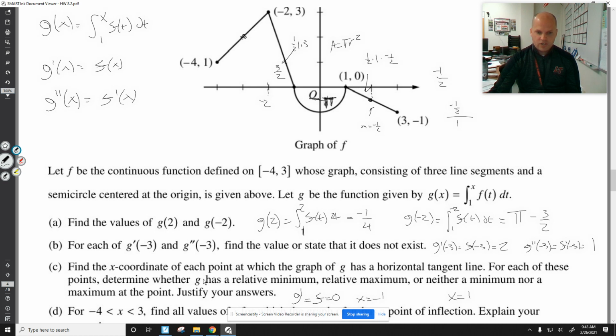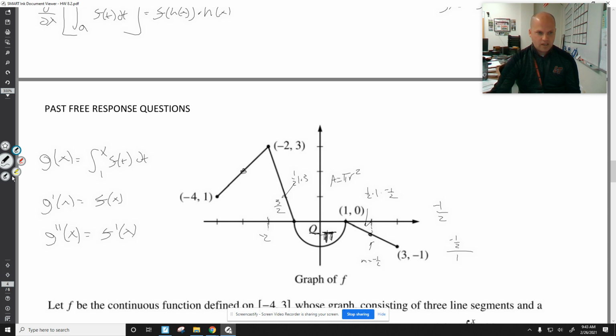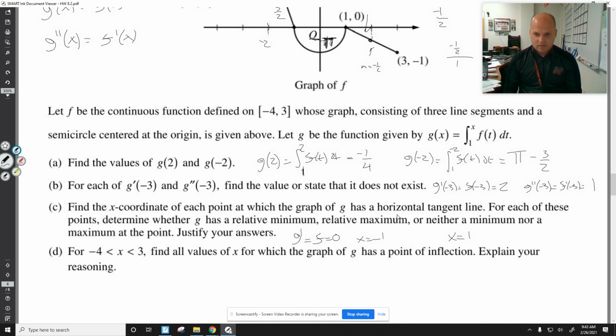For each of those points, determine if g has a relative max, min, or neither. Justify your answers. Well, let's look. If I analyze the signs of g prime, I can tell if g is going up or down. G prime signs tell me if g will have maxes or mins. It's the sign analysis. G prime is f. We're given a derivative, so it has a 0 at -1 and 1. These values of f are positive until here, negative until here, and negative after there. That means x equals -1 is a relative max.